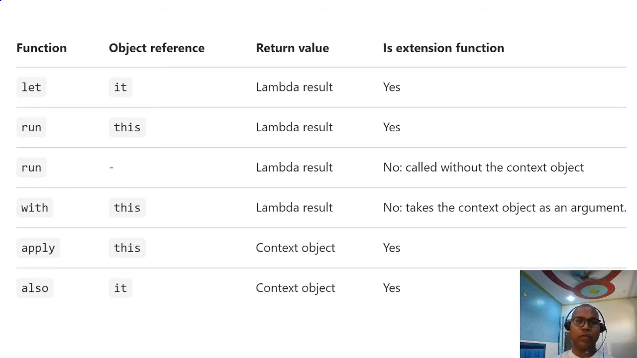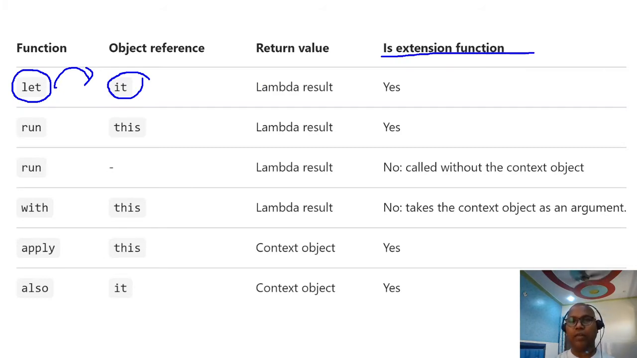If we talk about this, we have taken the example of let. Whenever you use let as a scope function on a particular object, in the lambda expression we access those objects using it. This is a kind of extension function. All these are extension functions, and the result would be the lambda result. Whatever lambda you return would be the result of this scope function. Similarly, another function is run. In this case, you can access the object using the this operator. This is also one kind of extension function. The result is the same as the lambda result.